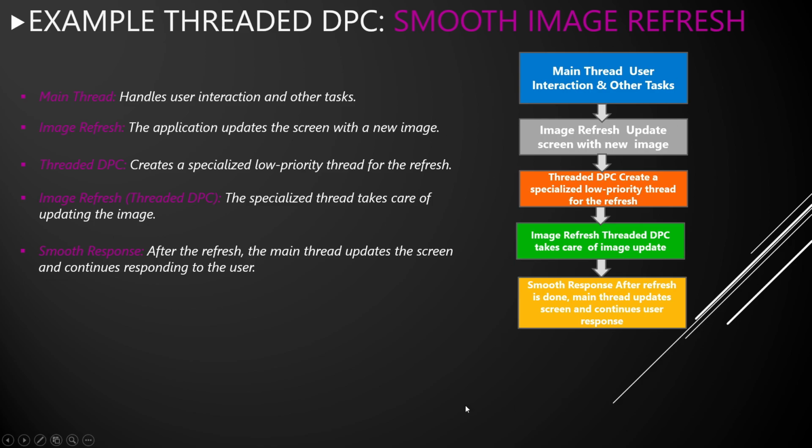So here we're seeing how Thread DPC is prioritizing all these things. Okay, first it prioritizes the main thread, user interaction and other tasks. After that, it prioritizes the image refresh, updating the screen with a new image. After that, Thread DPC creates a specialized low priority thread for the refresh. Next, in image refresh, Thread DPC takes care of the image update, and the last priority is a smooth response after the refresh is done. The main thread updates the screen and continues user response. Okay, so that's how Thread DPC prioritizes this procedure.